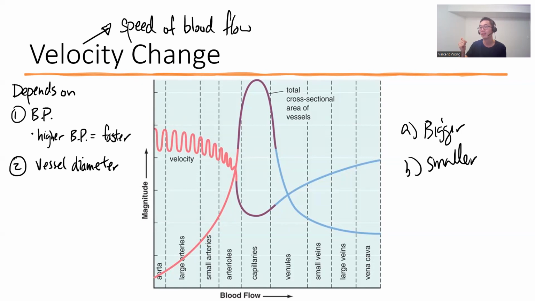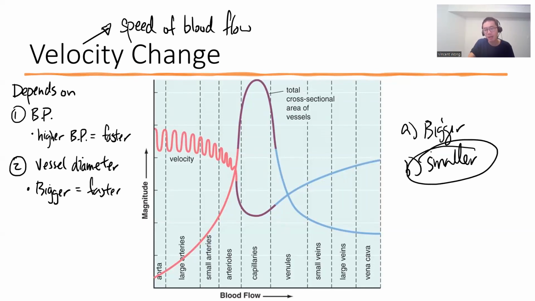Like people have different options to pass. That's right. The bigger the road, the wider the road, the faster, right? So when it comes to vessel diameter, if it's bigger, it equals faster. Okay? I sort of understand why people choose the smaller one, because you guys are also thinking about blood pressure at the same time, I'm guessing. Right? You're like, oh, if it's smaller, then the blood pressure is higher, then it's going to be faster, right?